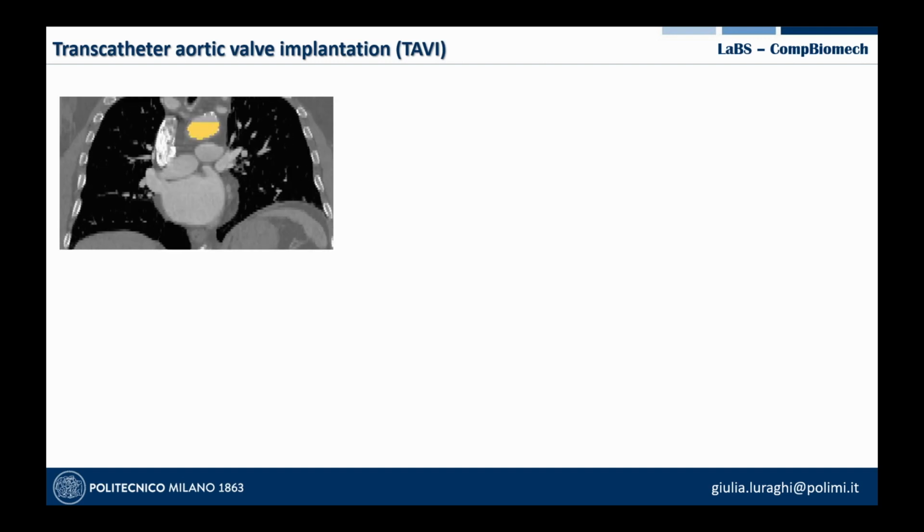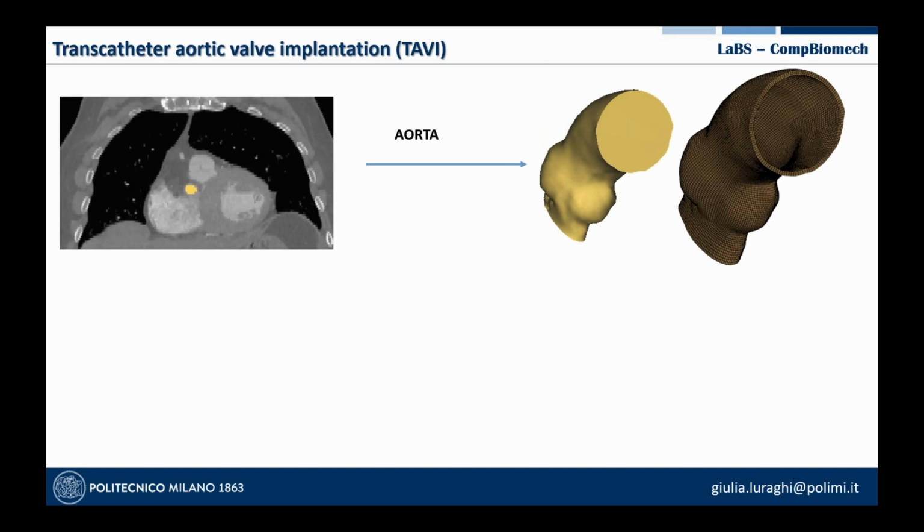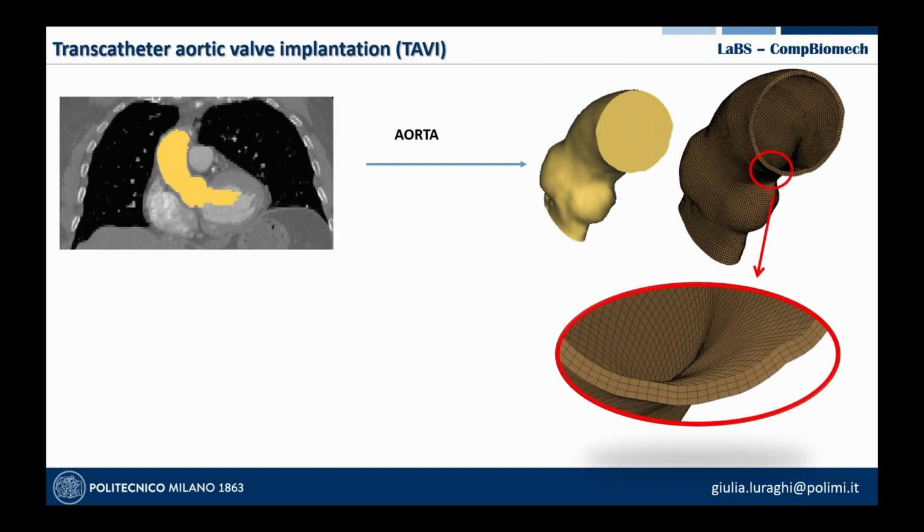So to build a patient-specific model, we need to start from patient-specific images. In this case, we segmented the aorta from CT with contrast images. So we extrapolated the internal lumen of the aorta, and then with an extrusion function we built the structural model of the aorta. Since we need to run a finite element simulation, we need to discretize the geometry. So we chose to discretize the thickness of the aorta with hexahedral elements. And you can see here three elements through the thickness to capture well the bending and the deformation of the aorta.